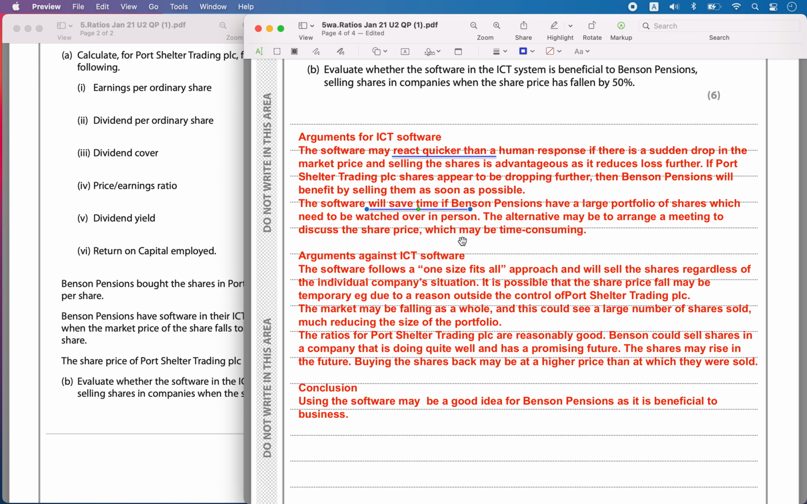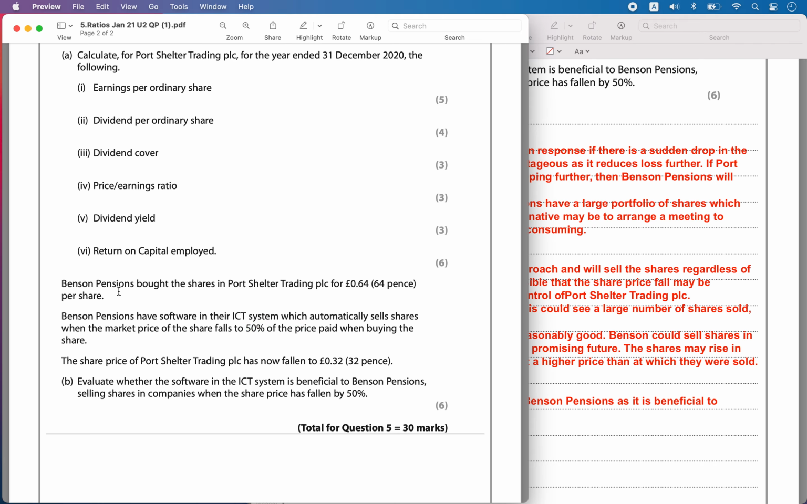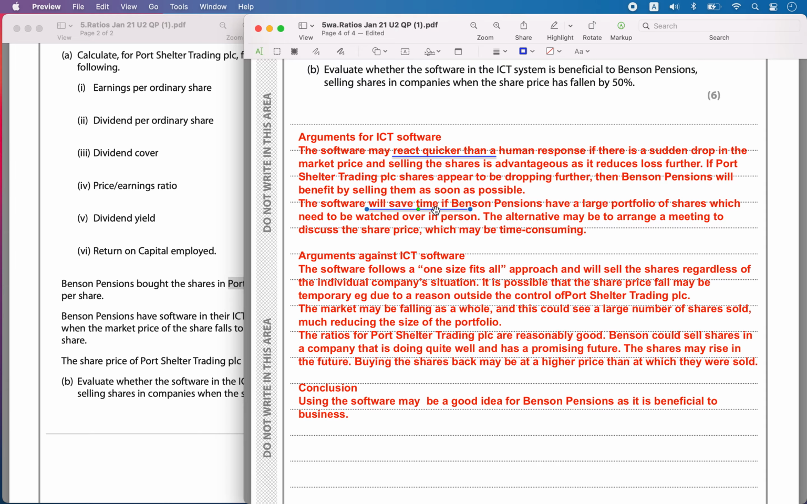However, the disadvantage is that the software follows a one size fits all approach, and it will sell the shares regardless of the company's situation. Let's assume the company has growth potential in which they have invested. This Port Shelter Trading PLC might have growth potential, but due to some news the market price might have fallen. Regardless of the company's situation, it's going to sell off.